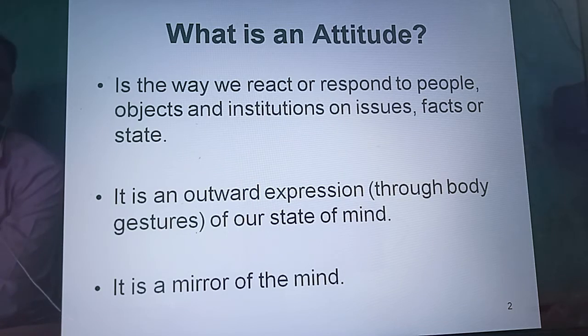Attitude is the way we react or respond to people, objects, institutions or issues, facts or states. That denotes our attitude. Again, it is an outward expression through body or gestures of our state of mind. It is a mirror of the mind. That is called your attitude.